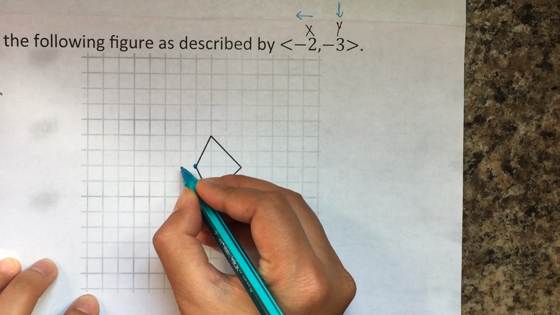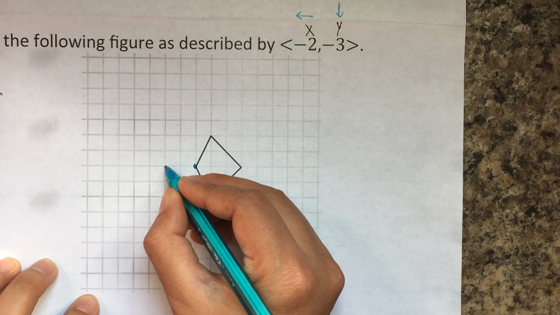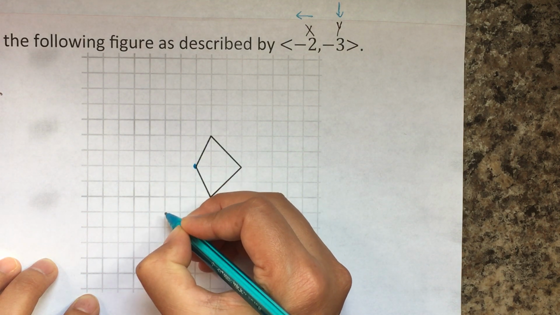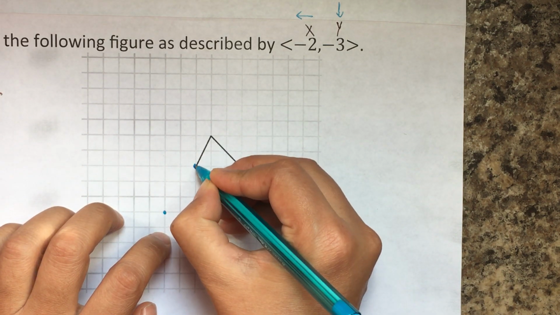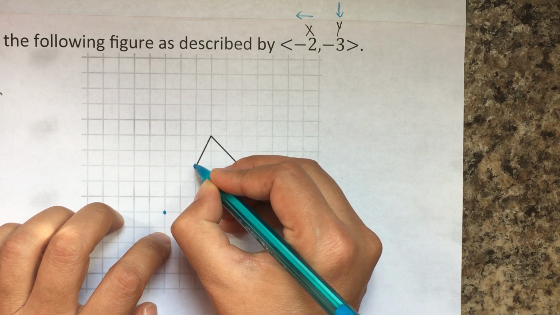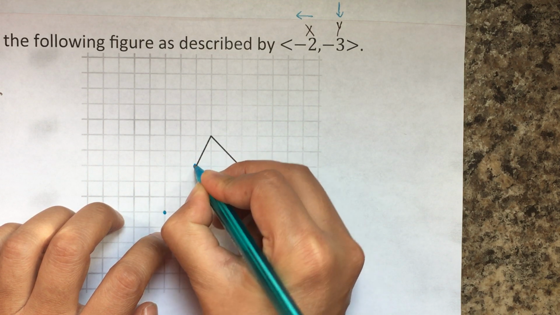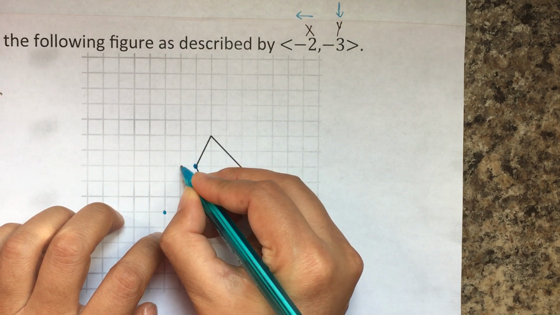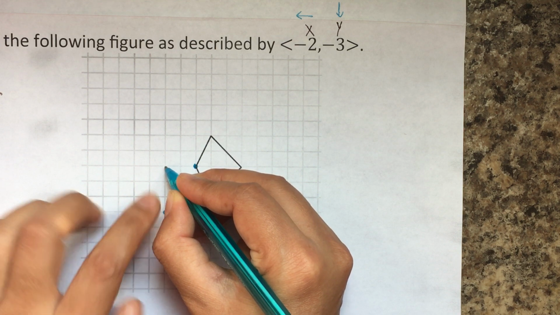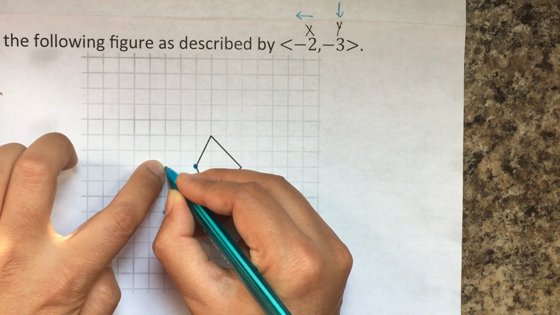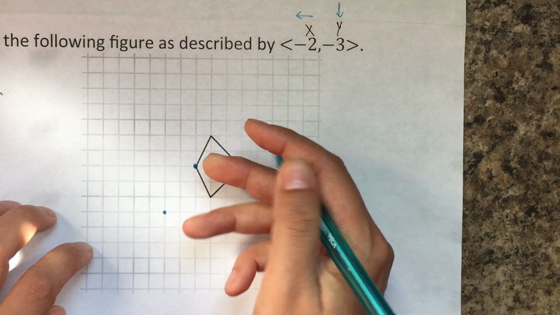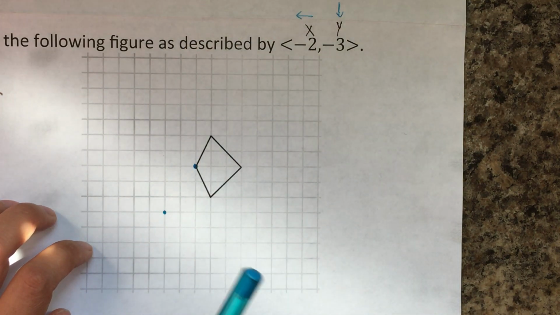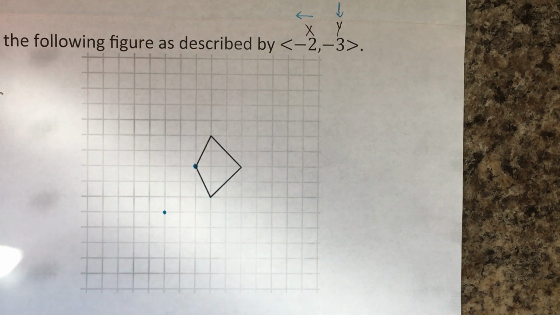So 2 left, 1, 2, 3 down, 1, 2, 3. One point that I want to mention is that some people start counting in here. 1, 2, and no, you don't count where you start. It's 1, 2, and you don't count for the 3. You don't count in there. You count 1, 2, 3. Okay, negative and negative. So that's my new point.